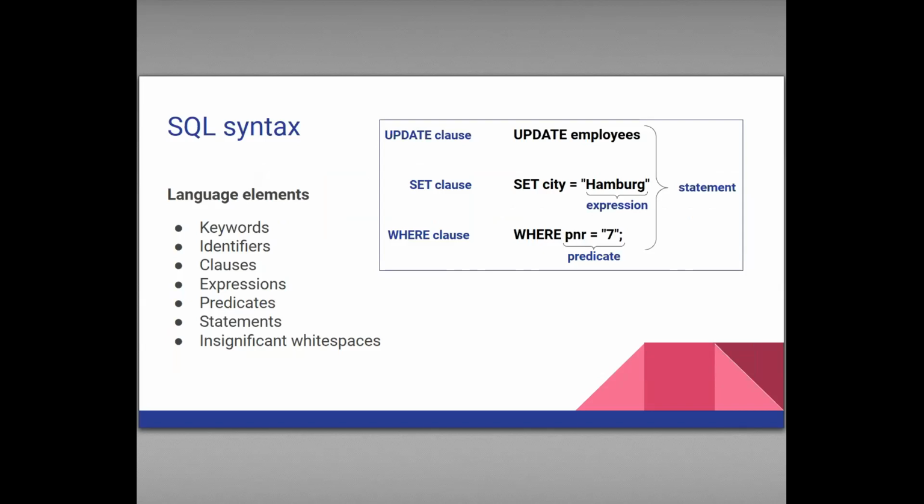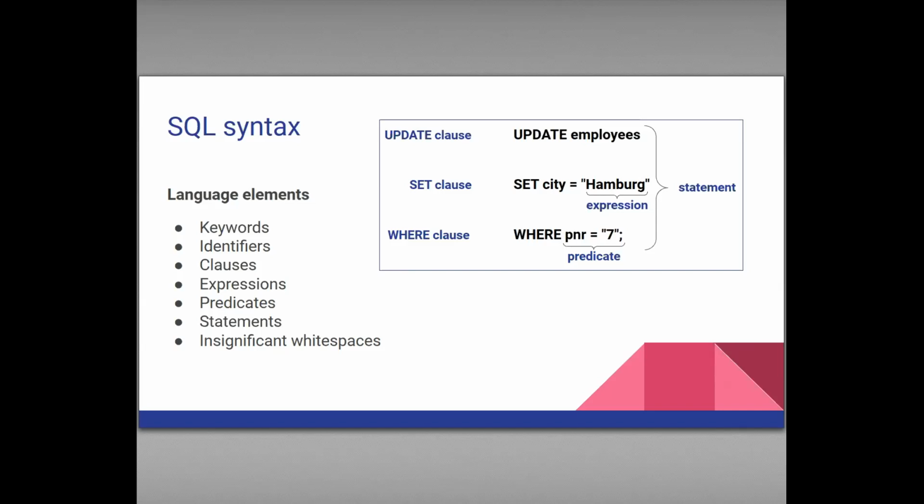First of all, keywords. They are predefined words in SQL, and if they are reserved, for example, for select, you cannot name a table select. Identifiers are simply names on database objects, so on tables. Clauses, you can see some examples at the top. So every line is, so to say, a clause beginning with a keyword.